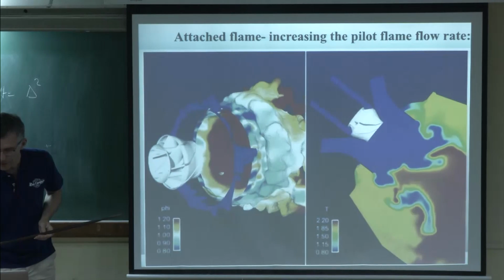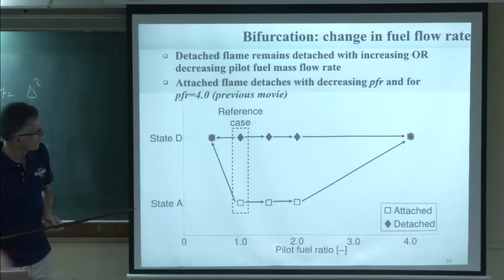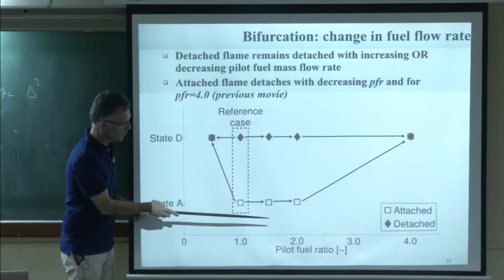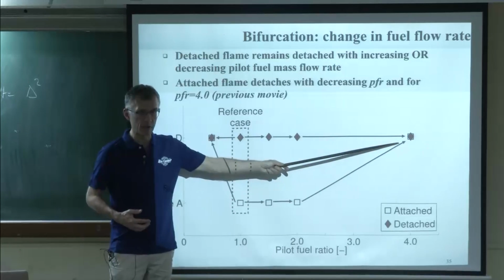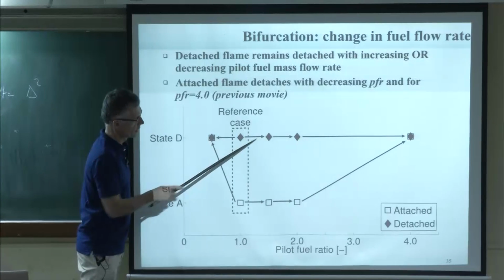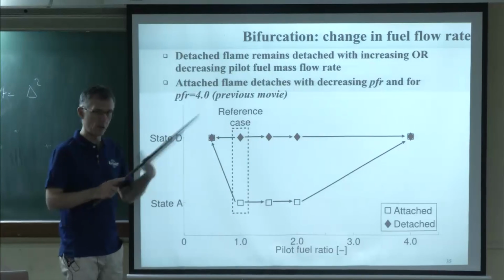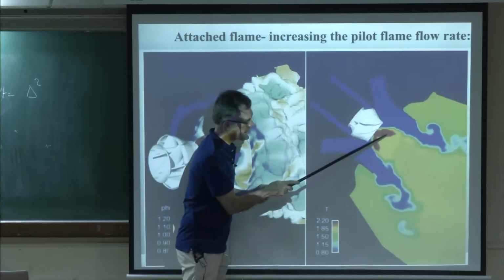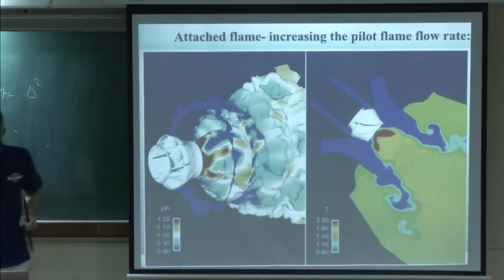So we tried different things. We built this diagram saying that if you are on the attached flame and you increase the pilot fuel, you put 4 times more than the nominal value, you will be able to detach the flame. But if you're on the detached flame, there's no way you can go back. There's no arrow pointing in this direction. So if you are detached, you can put as much fuel as you want in this zone, here and here. If this zone is cold, it will always remain cold. So the fuel flow rate cannot help you to do that.